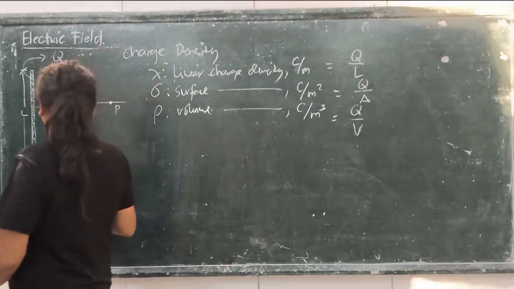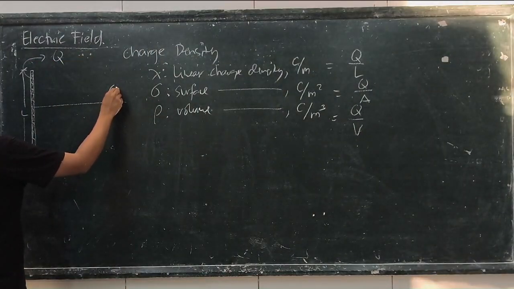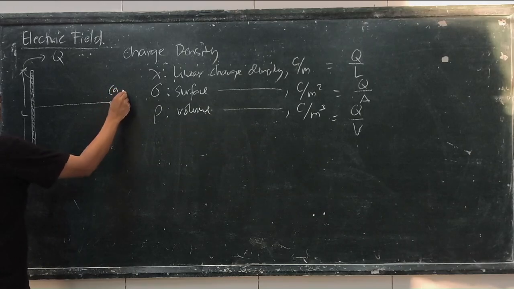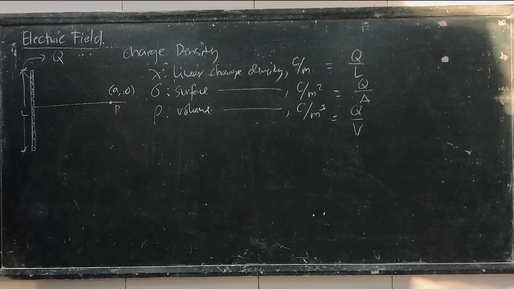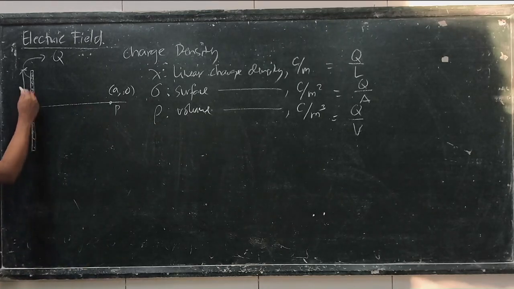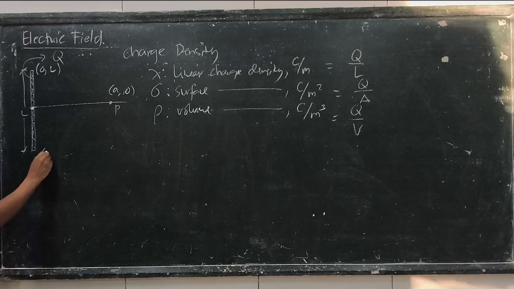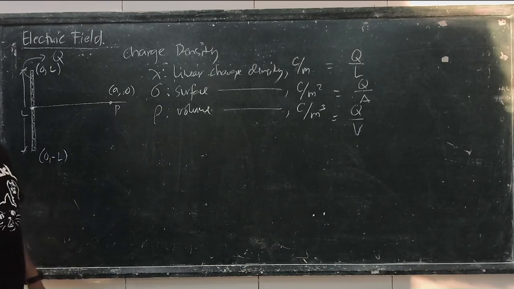Now, let's give this point P some coordinates, A, 0. We are in two dimensions, so this point here is A, 0. Okay? So we want to calculate the electric field now. This is symmetric, and this is right at the center. So what are the coordinates? That would be 0, L, and this one would be 0, negative L.